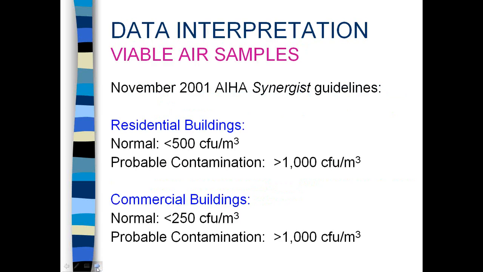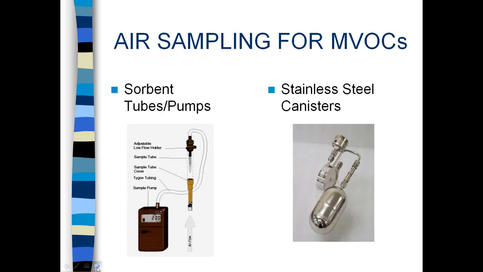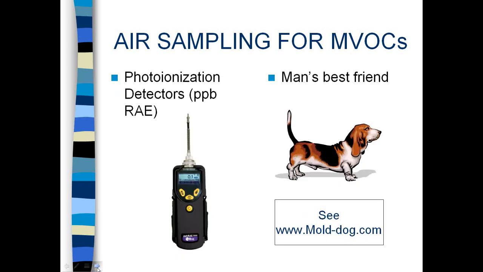Shown here are data interpretation guidelines for viable air samples. Residential buildings should have less than 500 colony-forming units per cubic meter, and again, commercial buildings, less than 250. Air sampling for microbial VOCs is not normally done due to technical difficulties in analysis and data interpretation. If desired, specialty sorbent tubes or stainless steel canisters can be used. Some professionals actually may choose screening devices, including photoionization detectors or a mold dog.